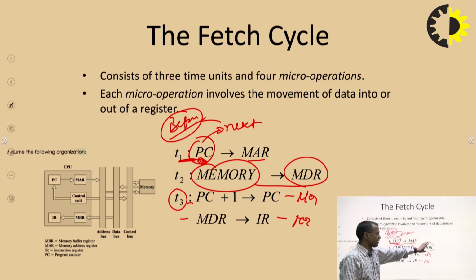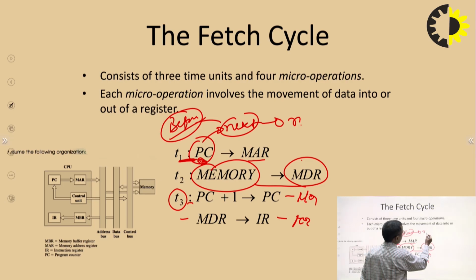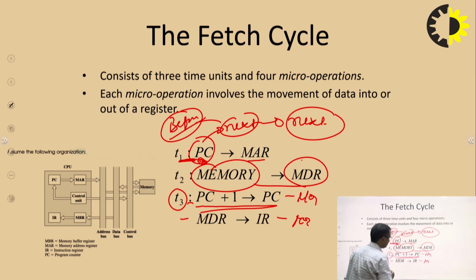As soon as data arrives at time T3, MDR sends data to IR. The MDR has an instruction that is now stored in the instruction register. And what is my duty now? I got the particular next instruction, so I will point again to the next instruction. So I have updated the current value of PC to PC plus 1. So at time T3, we are doing two things: one is storing the MDR content in IR because it is an instruction, and also updating the PC value to PC plus 1, pointing to the next instruction. So this is the fetch cycle.